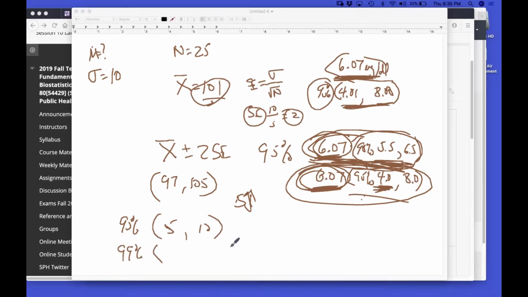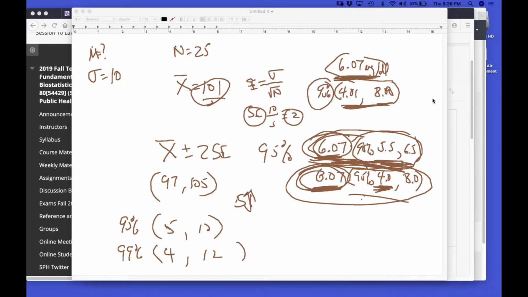Well, then it has to be wider, right? It has to be like 4 to 12 or something like that, because you want it wider, so you have a higher level of confidence for 95. So I'm looking at two different things here. One is from the perspective of somebody reading the study versus us, who's calculating the confidence interval.